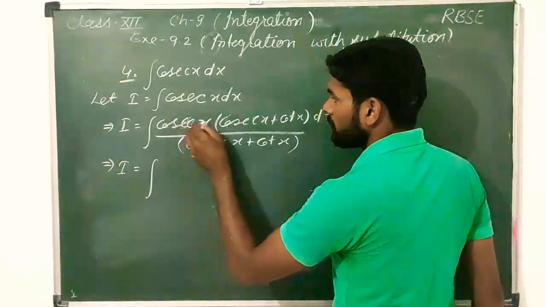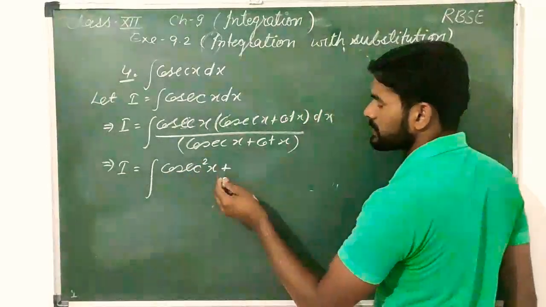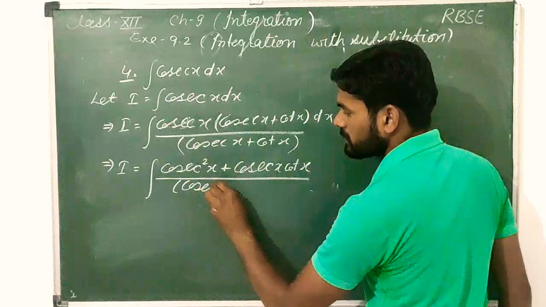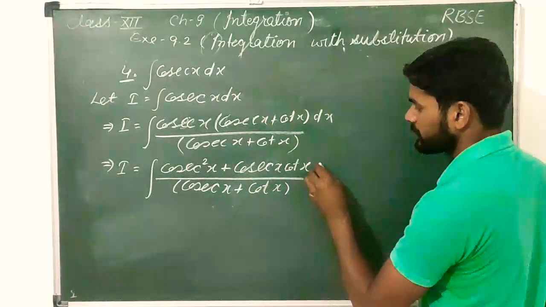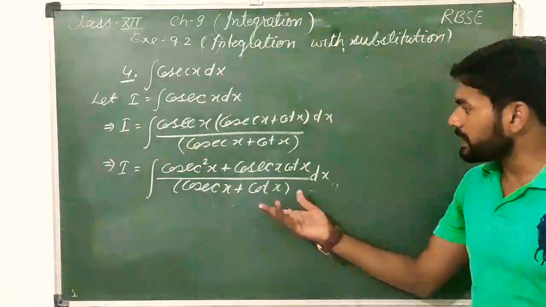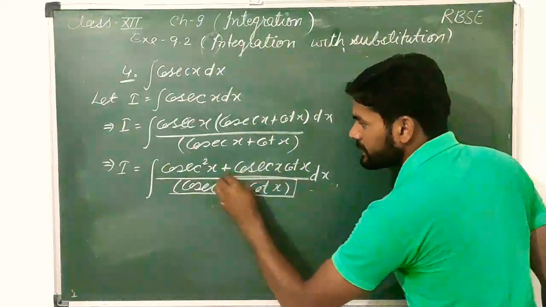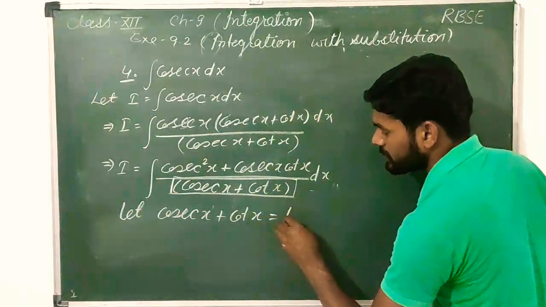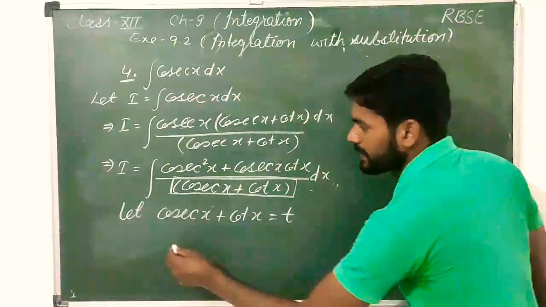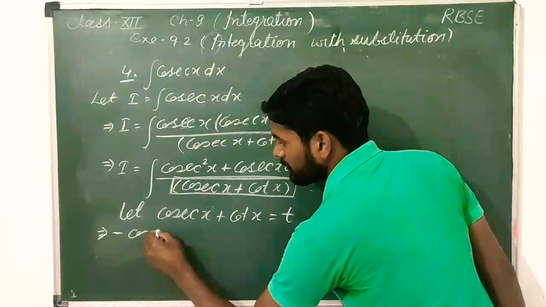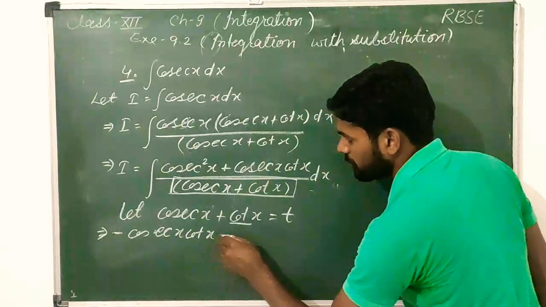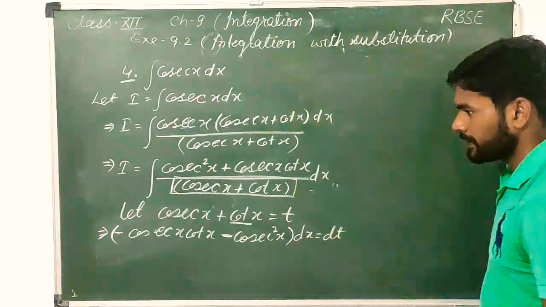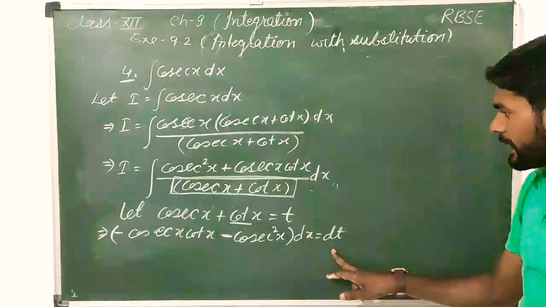I is equal to cosec square x plus cosec x cot x upon cosec x plus cot x dx. Now proceed next. Now assume that this is equal to t. Let cosec x plus cot x is equal to t, and differentiation of cosec x is minus cosec x cot x, and differentiation of cot x is minus cosec square x, and then dx is equal to dt. I am taking minus as common, and after it I will divide by minus to dt.